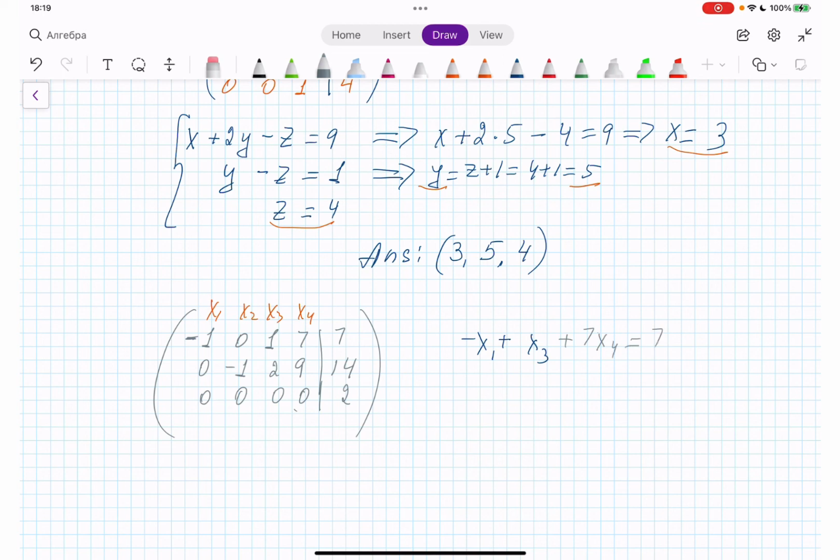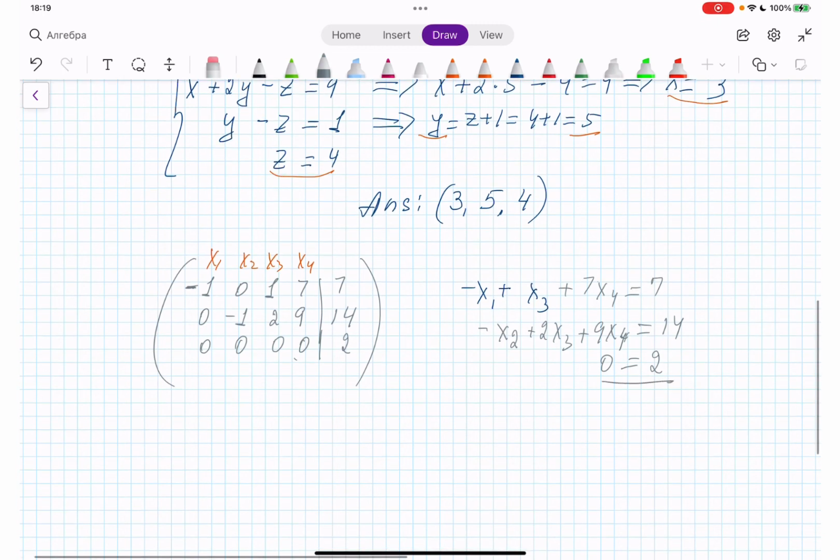And then x1 in the second line is 0. We are getting negative x2 plus 2x3 and then plus 9x4. It's equal 14. And the third line we are getting 0 is equal 2. Then go figure. If you can prove that 0 is equal to 2, you will become the next Nobel Prize winner. So that tells us that this system of equations is inconsistent, has no solution.